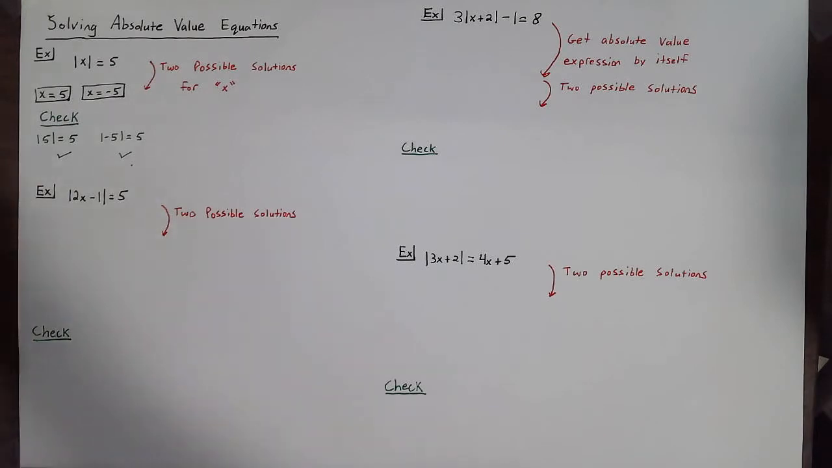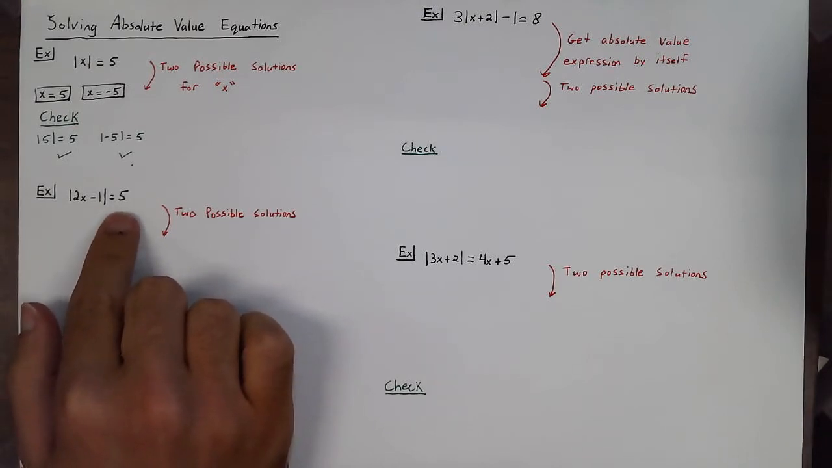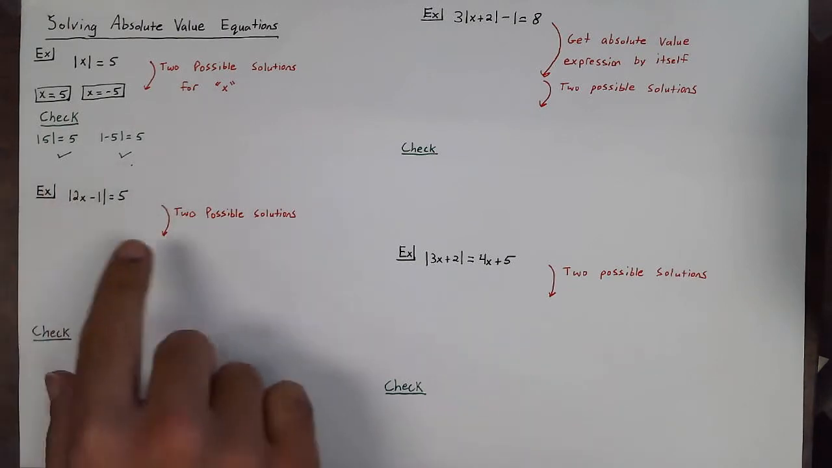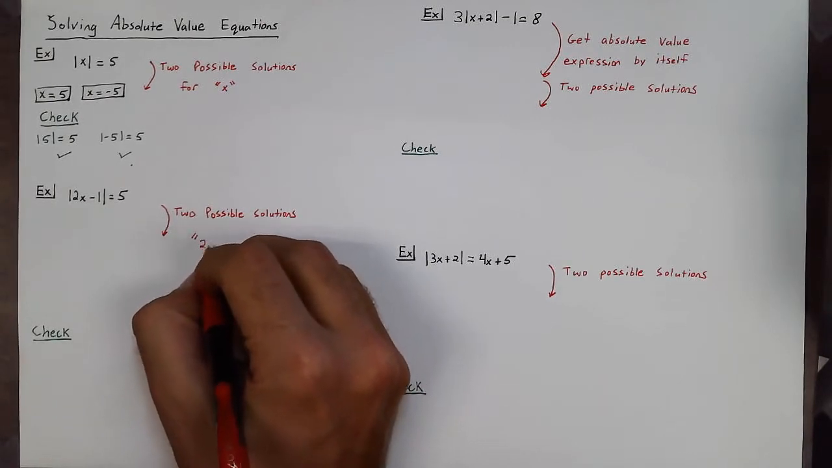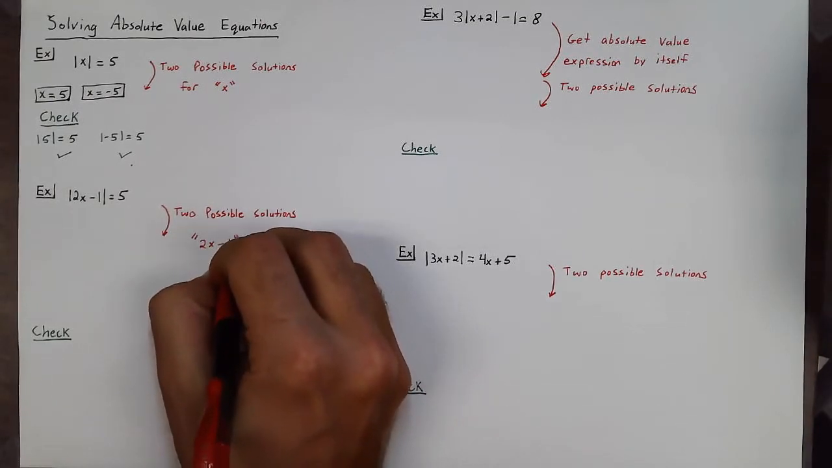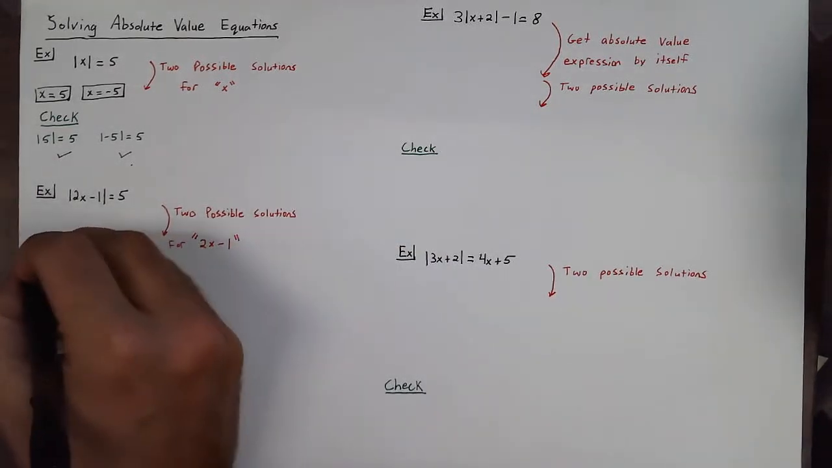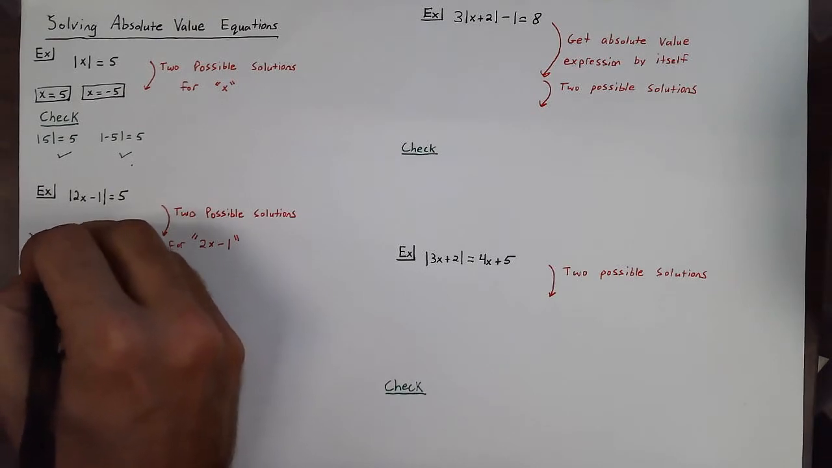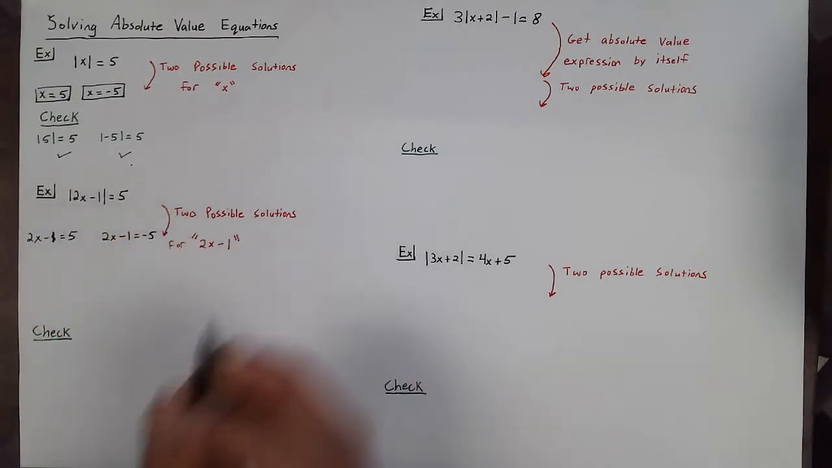Now let's look at a slightly more in-depth question. The absolute value of 2x minus 1 is equal to 5. Now, the logic behind this equation is very similar to the previous example. There are now two possible solutions, not just for x, but for 2x minus 1. And we know that 2x minus 1 could equal 5, or 2x minus 1 could equal negative 5.